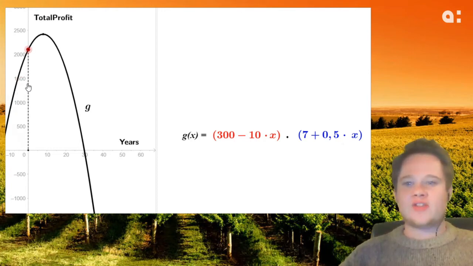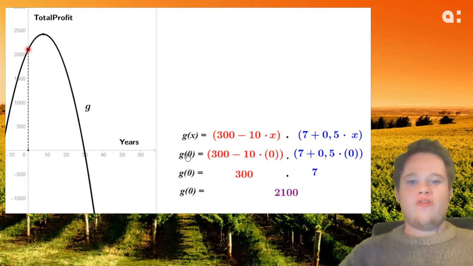So, Valère hasn't drunk any bottles, and his bottles have not yet increased in value. We fill in 0 years in our function and see our total stock of 300 bottles, and we multiply this by 7, the profit per bottle after 0 years. We have a total profit of €2,100.